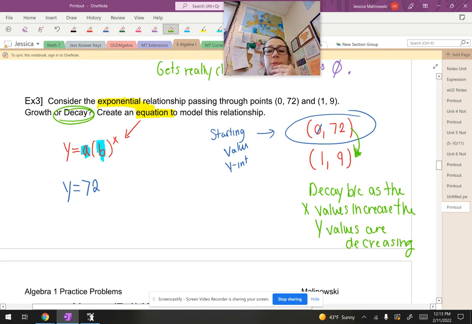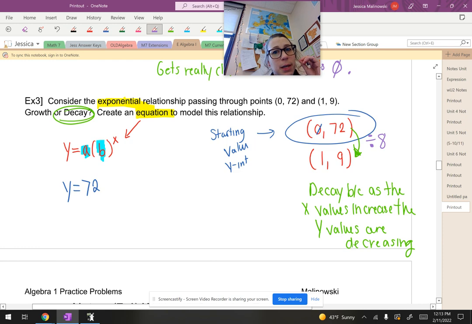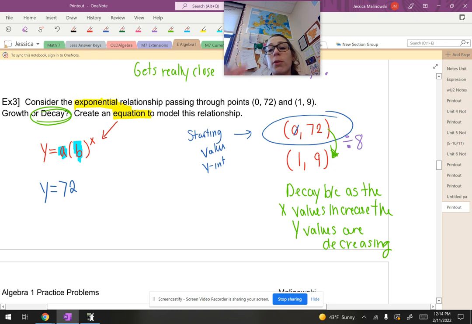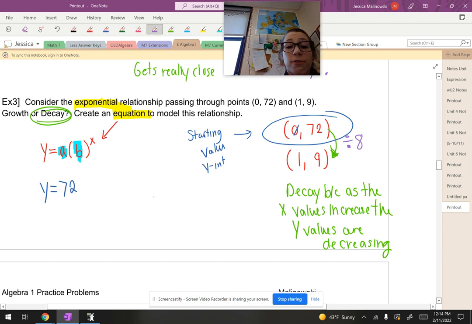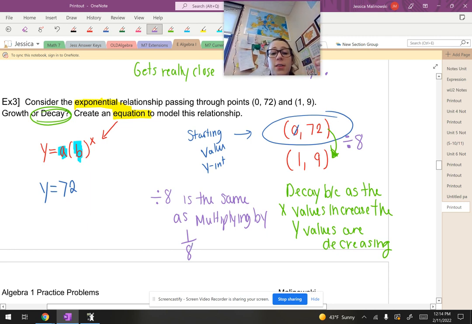So how do I get from 72 to 9? Well, getting from 72 to 9 using some sort of multiplication or division would require me to divide by 8. Except I need to be able to multiply something. So remember, dividing by a number is the same thing as multiplying by that fraction. So dividing by 8 is the same as multiplying by 1 over 8.